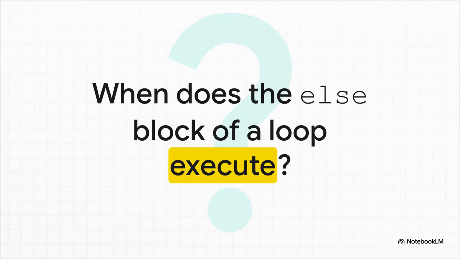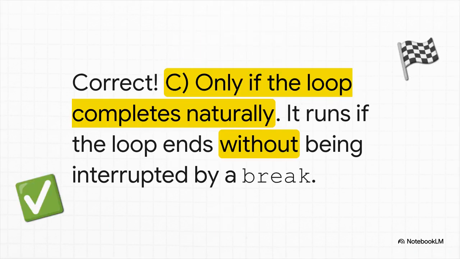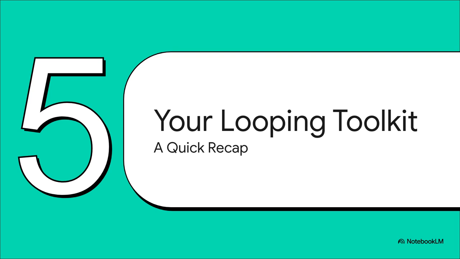So let's put it to the test. When does that special else block on a loop actually get to execute its code? That's right, it's C. It only runs if the loop finishes its entire job without being interrupted by a break. This is perfect for things like searching. You can loop through a list to find something, break when you find it, and then use the else block as your not found message. Super clean.